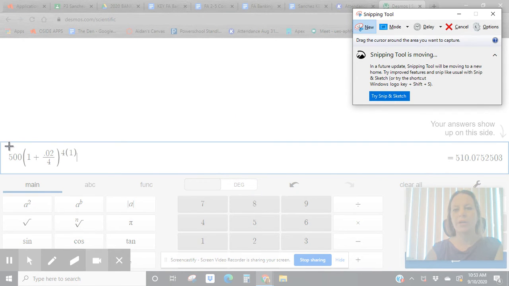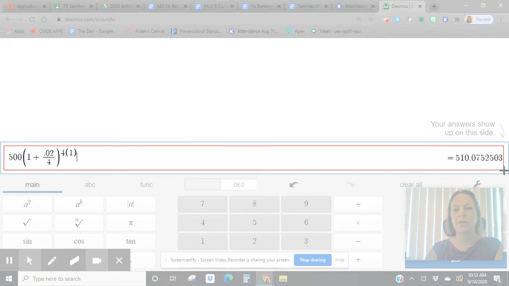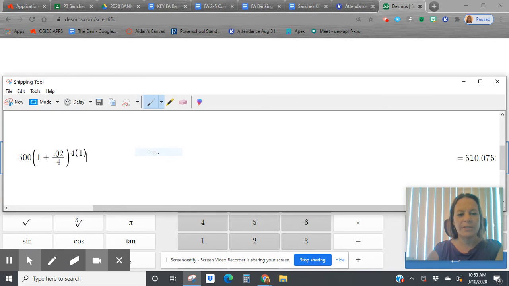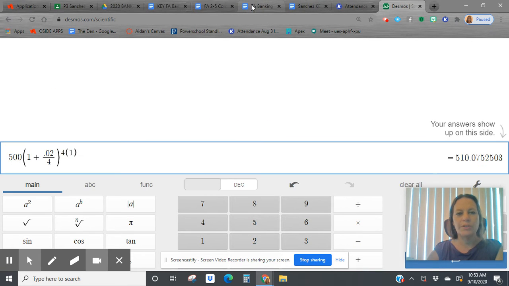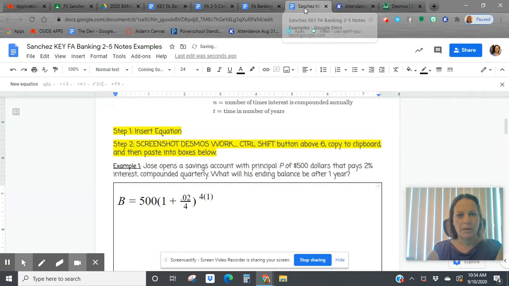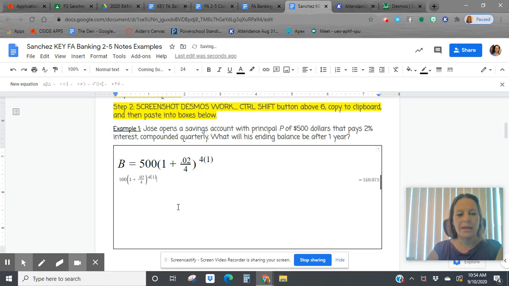That would be a Control-Shift screenshot button, which is above the 6 key. For mine, I'm using a snip tool. For a regular PC, you would be doing print screen button. And for a Mac, you'd be doing command. All right, so there's my Desmos work for my final answer of 510.08.